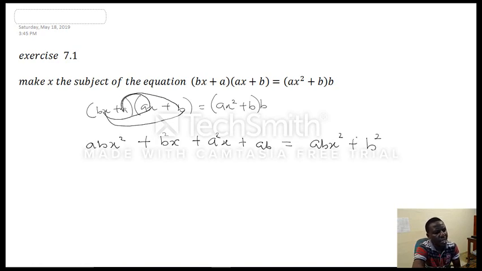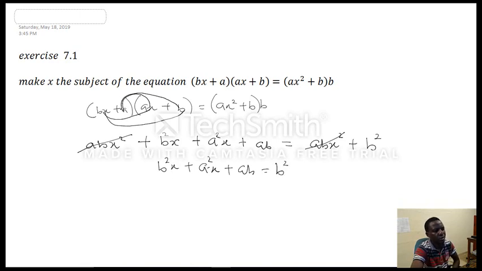Remember, we are to make x the subject of the formula, but since we have abx squared on both sides, they can cancel out by subtracting abx squared from both sides, leaving us with b squared x plus a squared x plus ab is equal to b squared. So let me write this: b squared x plus a squared x plus ab is equal to b squared.